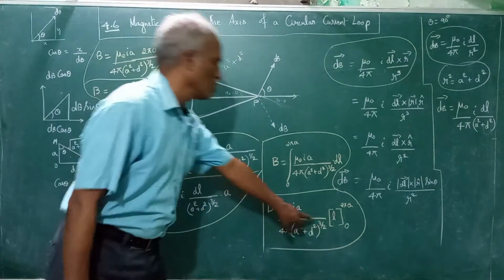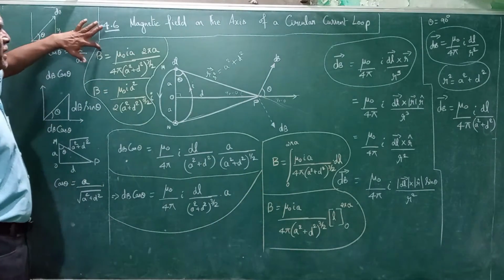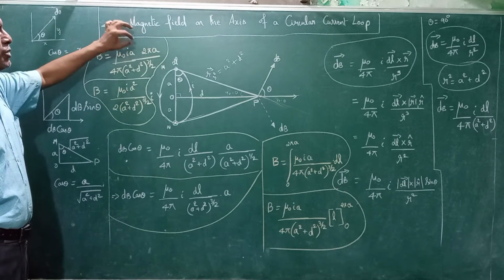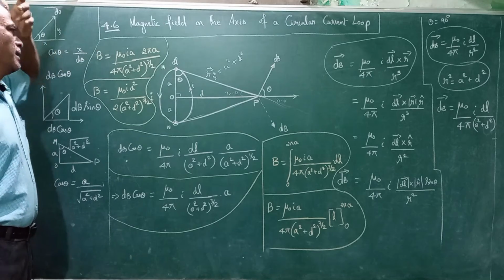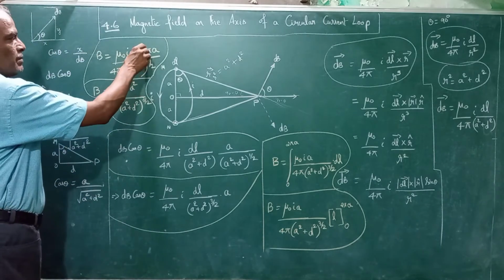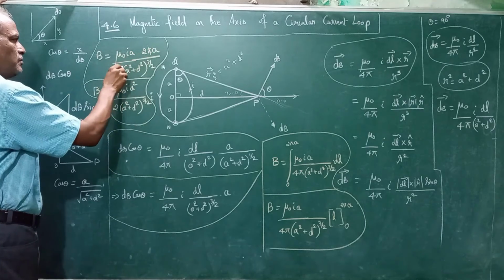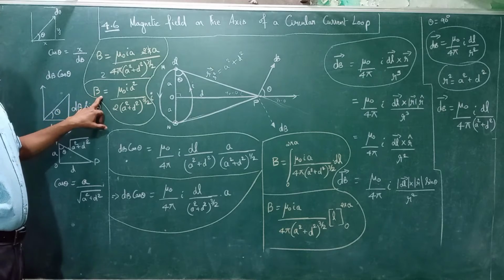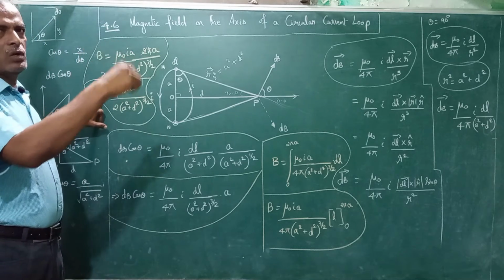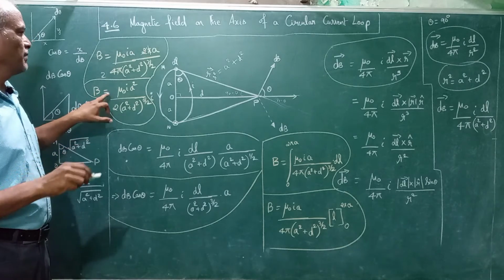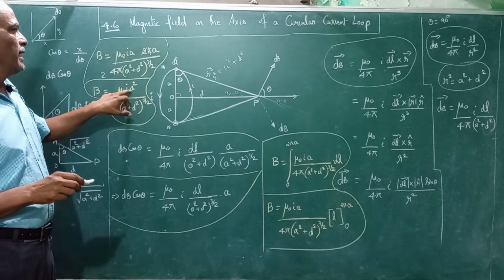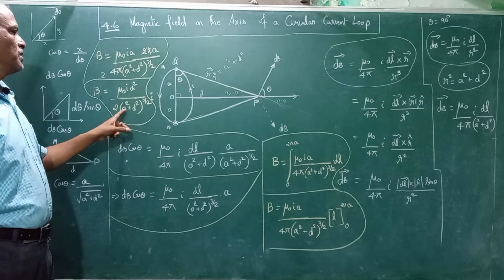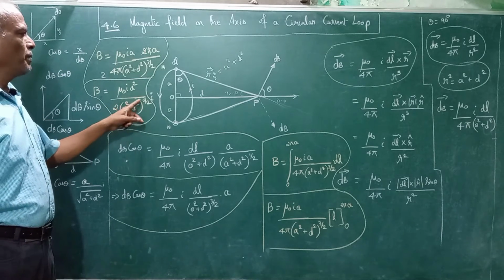Now if you substitute L is equal to 2 pi a, you will be getting B is equal to mu naught I a by 4 pi a square plus d square power 3 by 2 into that L. L is 2 pi a. Now you can do the simplification. Pi gets cancelled. This 2 is 2. So therefore magnetic flux density for the entire circular loop carrying current I is given by mu naught I a square, where a is the radius of the circular loop, divided by 2 into a square plus d square whole power 3 by 2.